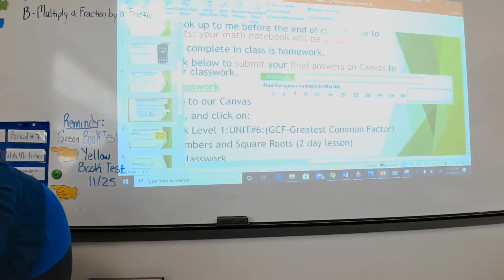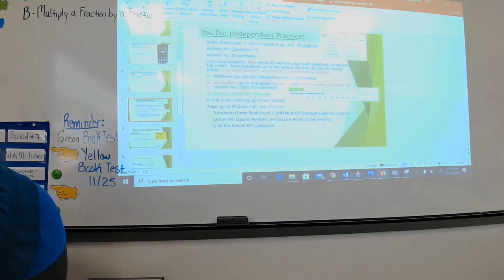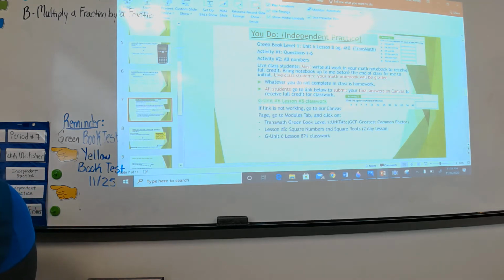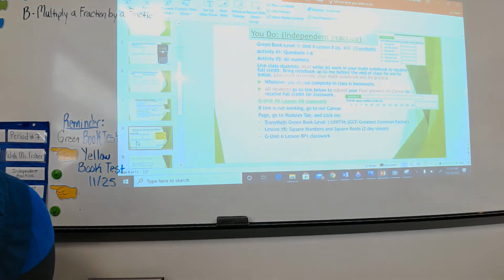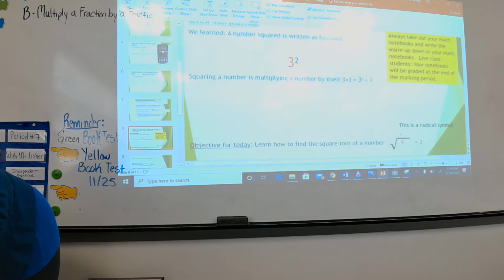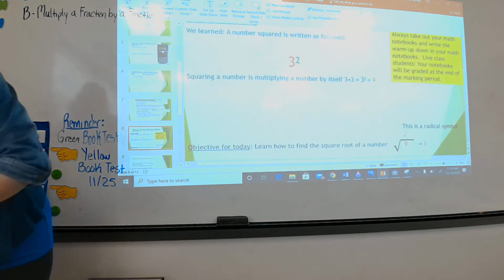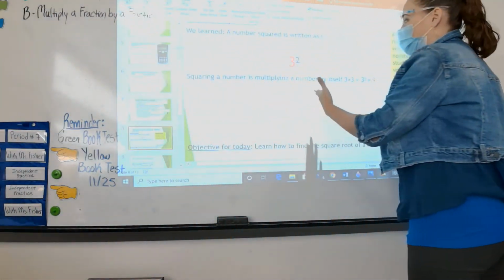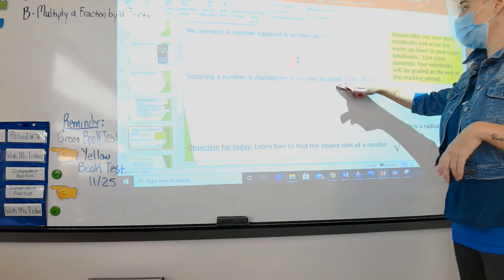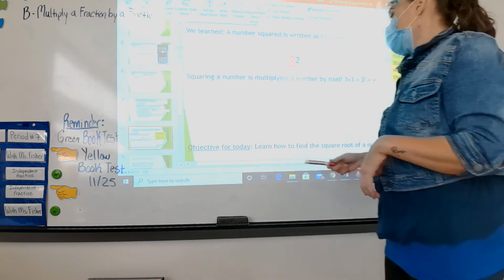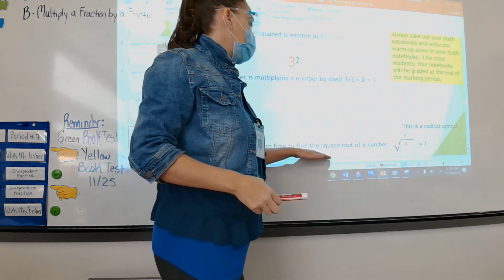What you're also going to need to do is the Canvas part of this lesson. It's called Lesson 8 Classwork, but that will be after we finish this whole lesson, okay? So we learned that a number squared is written as follows. 3 squared literally means two 3s, so 3 times 3 equals 9. Now we are going to find the square root.